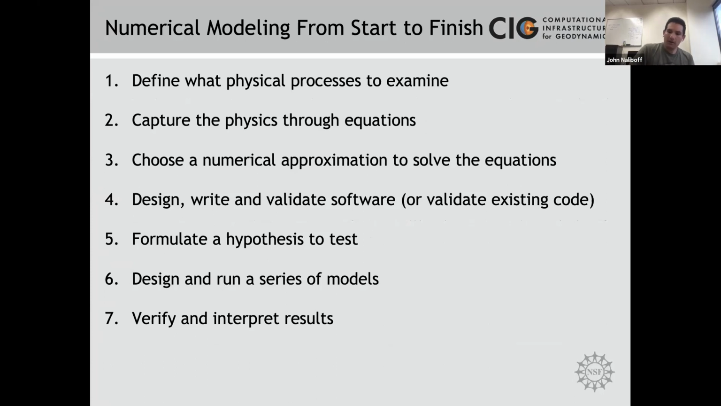So I thought the next thing that would be useful to do, and Wolfgang and Timo covered this a bit on the first day, is to go over numerical modeling from start to finish, and how it relates to how we set up lithospheric dynamics models. So the steps would be as follows. First, define what physical processes you want to examine. Then you would try to capture the physics of these processes through equations. After that, you would choose a numerical approximation to solve the equations. In this case, we're using the finite element method. Other people use the finite difference method or spectral element method.